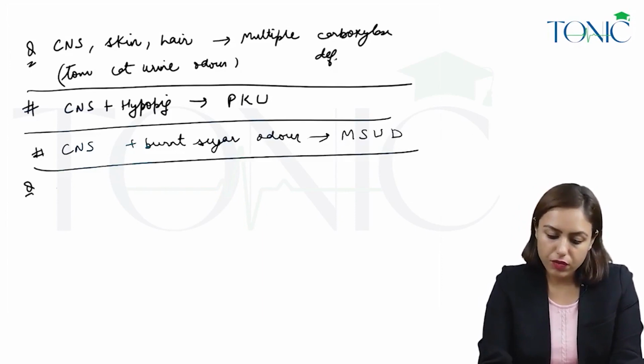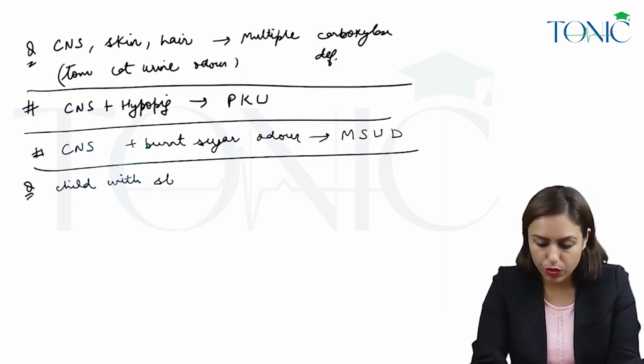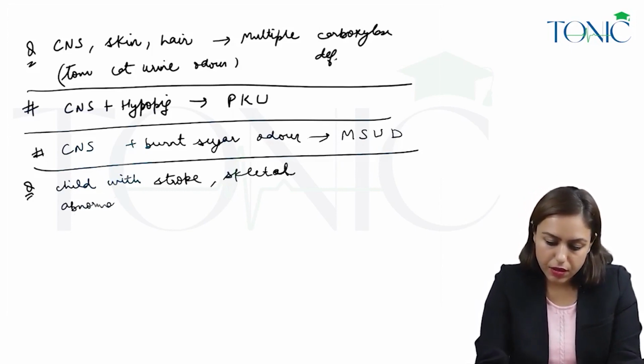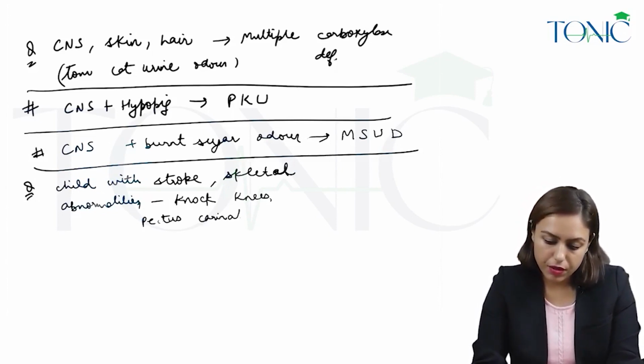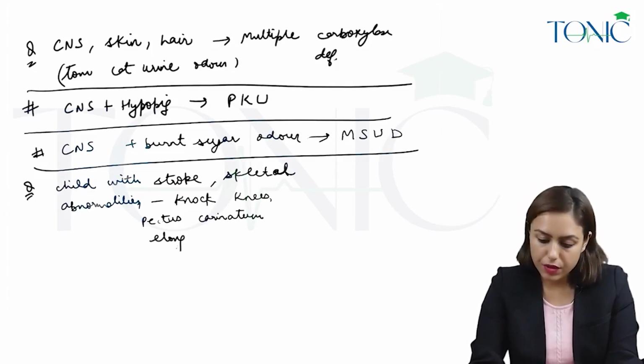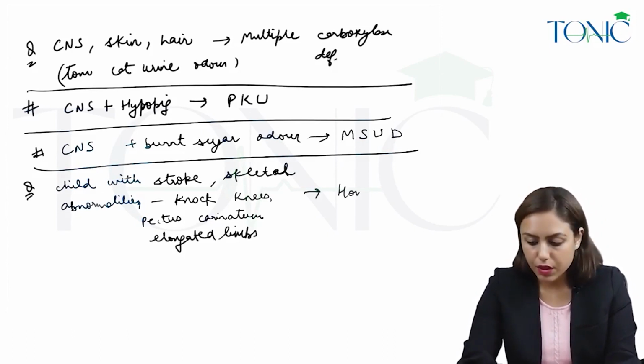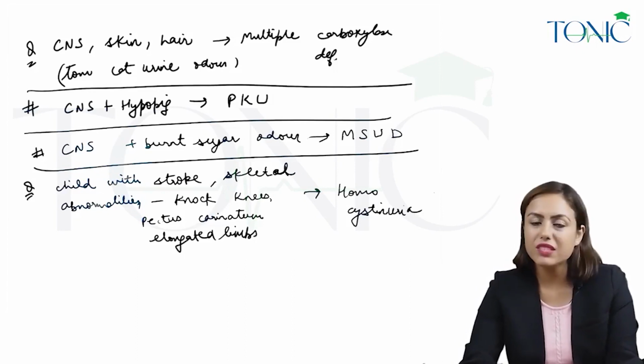Then, if a question is given, a child with stroke, so a young person with stroke, right? And some skeletal abnormalities like knock knees, pectus carinatum, and elongated limbs, such kind of picture is given, then it is a case of homocysteinuria. Okay, in homocysteinuria, these skeletal abnormalities occur.